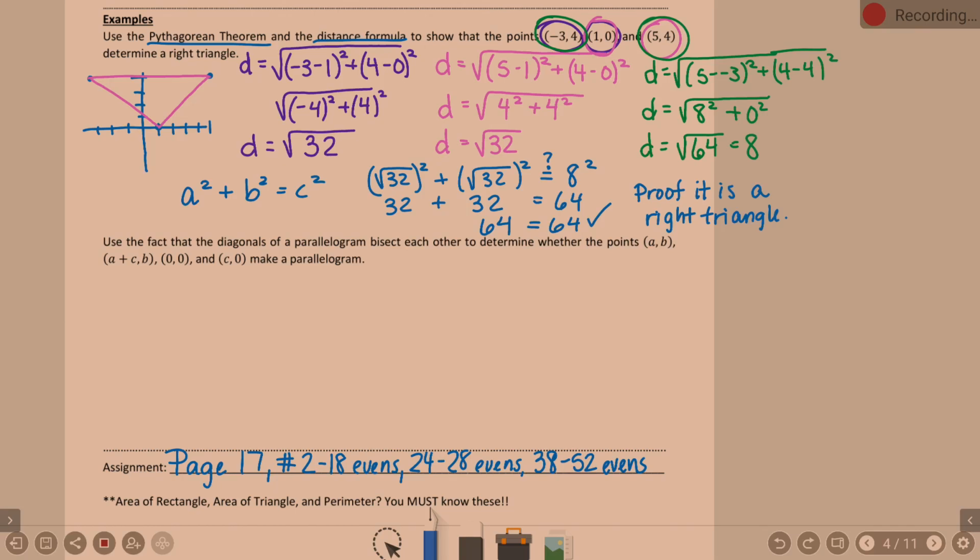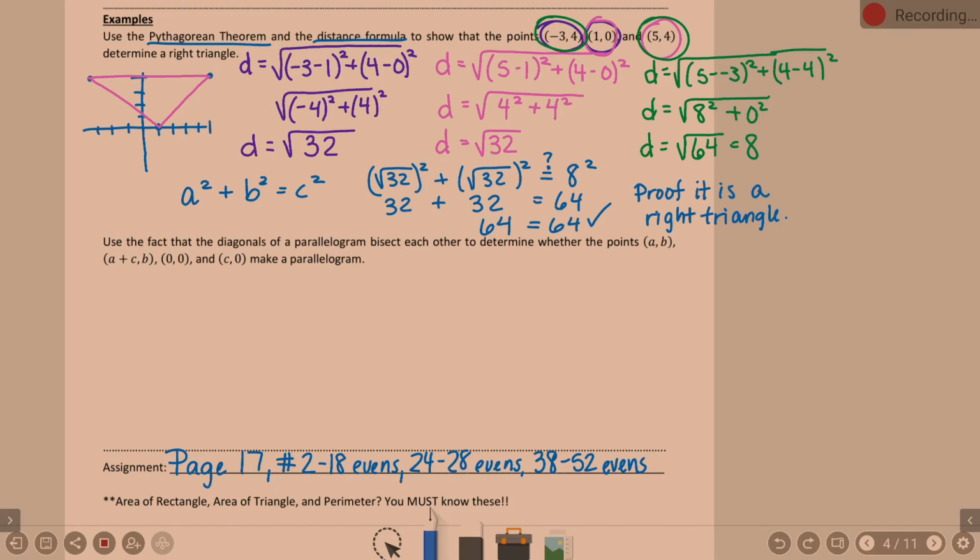Use the fact that the diagonals of a parallelogram bisect each other to determine whether the points A comma B, A plus C comma B, 0 comma 0, and C comma 0 make a parallelogram. Yes or no? Okay, it's not that bad. Give it a chance. Now, first of all, parallelogram. Can we visualize a parallelogram, generally speaking? Four sides, right?